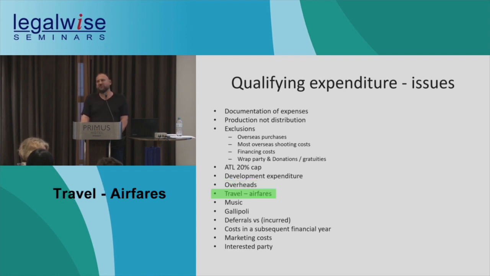There are very specific rules around travel and specifically airfares. Cast coming into the country you can claim, but cast going out you can't claim. If you're bringing people in and then taking them out again to another country, there are rules about that, whether they're Australian or not Australian. So basically, all your airfares need to get listed as part of the QAPE application. Pretty much every leg of every airfare for every person gets listed.